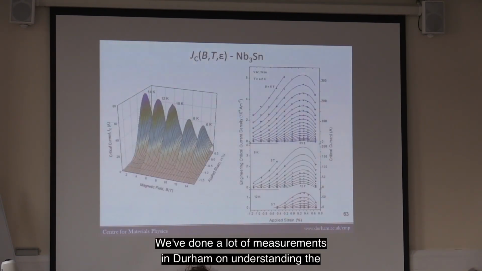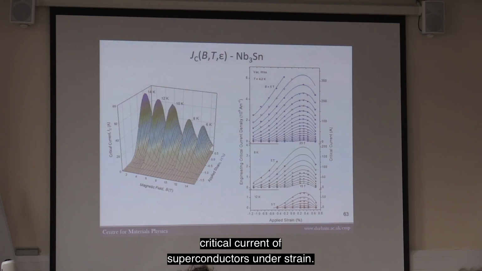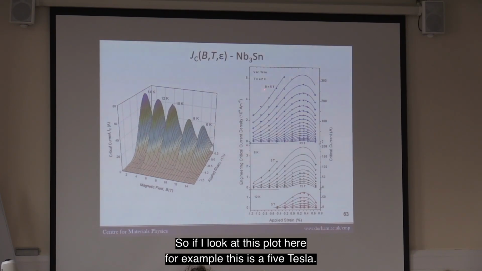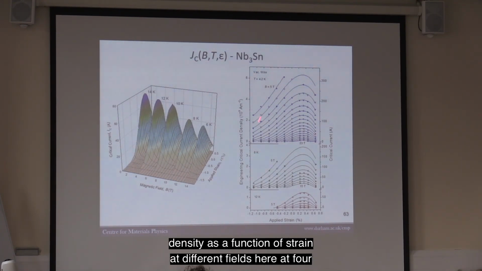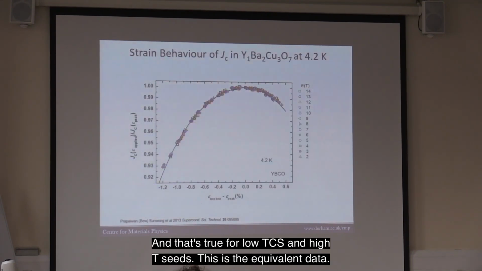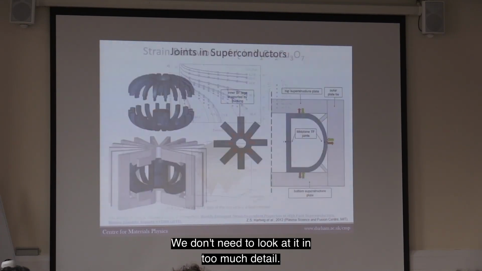We've done a lot of measurements in Durham on understanding the critical current of superconductors under strain. Historically there's a huge amount of looking at the critical current density as a function of field. If I look at this plot here, for example, this is 5 Tesla, this is 23 Tesla. We're measuring the current density as a function of strain at different fields. Here at 4 Kelvin, 8 Kelvin, 12 Kelvin. So field, temperature and strain change the critical current of a superconductor, and that's true for low TCs and high TCs. This is the equivalent data. We don't need to look at it in too much detail.